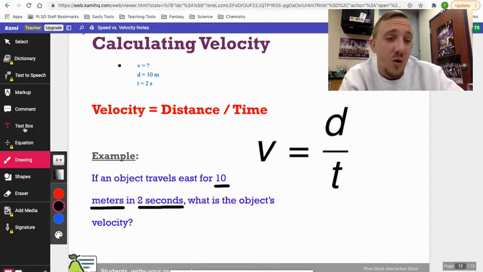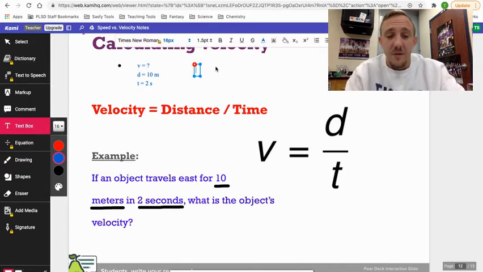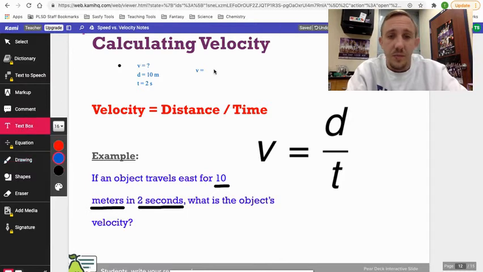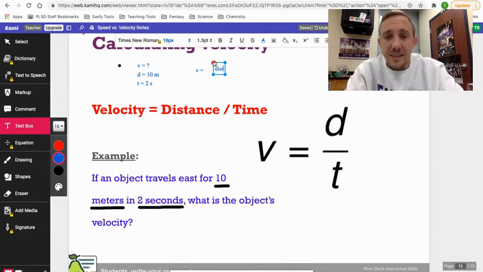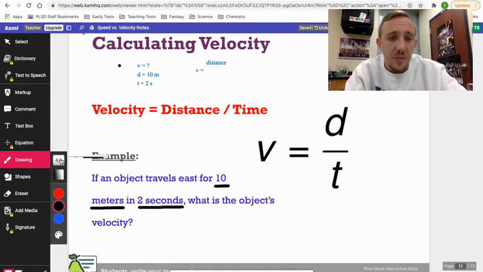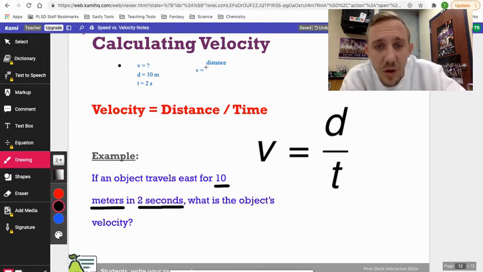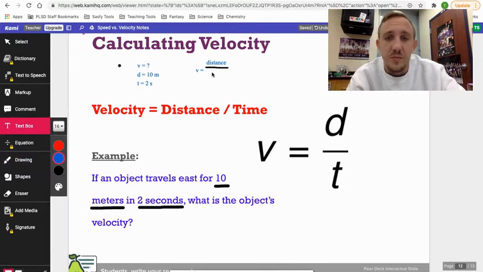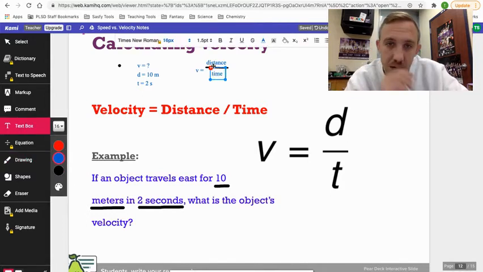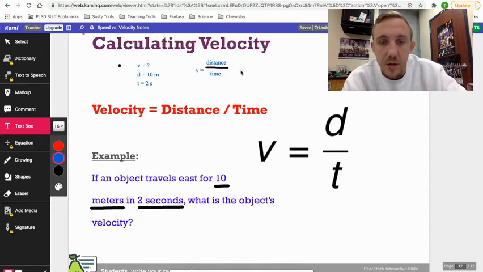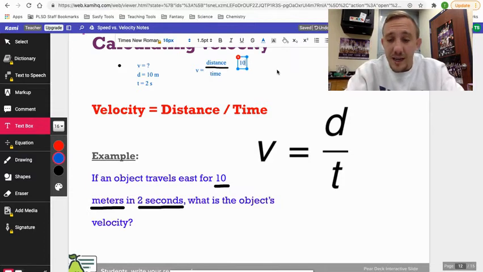I will go ahead and write this out. Velocity equals distance over time. And so I just plug these in. Distance is going to equal 10 meters.